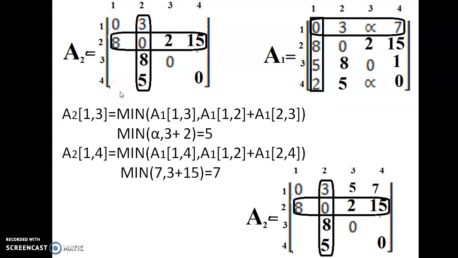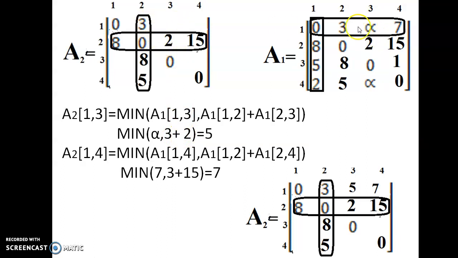So how this particular second row and second column has been considered and how it is being done, we will see here. Diagonal elements will be as usual. Now we are taking the value, this a2 of 1, 3. How to calculate the a2 of 1, 3? It is the minimum of a1 of 1, 3. It is infinity, and the sum of the value that is present in the row and the value that is present in the column. In the row it is 3, in the column it is 2. 3 plus 2. 3 plus 2 value is 5.